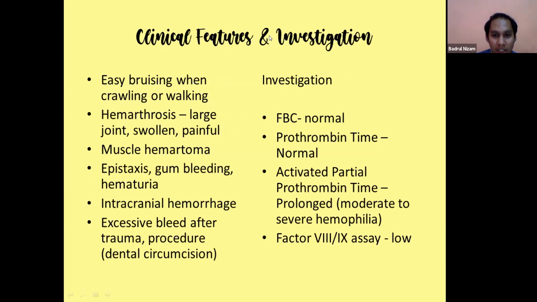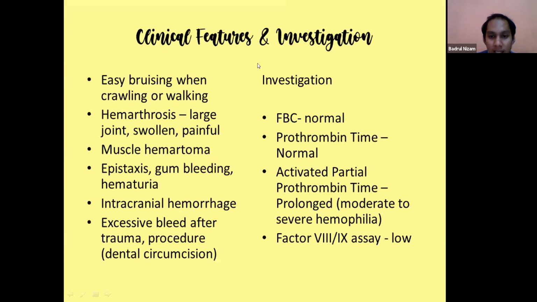So what are the clinical features of hemophilia? They usually present as early as childhood, with early bruising when crawling or walking. Because it involves the coagulation pathway, it usually presents with deep bleeding rather than superficial bleeding. They commonly present with hemarthrosis in the large joints, such as the knee and the elbows, which are swollen and painful. Muscle hematoma, bleeding in the muscle. They can also present with superficial bleeding, such as epistaxis, gum bleed, and intracranial hemorrhage. And there is a history of excessive bleeding after trauma or procedures such as dental work or circumcision.